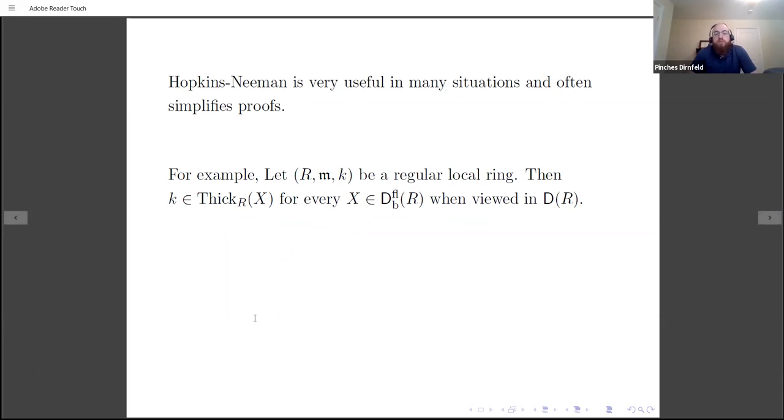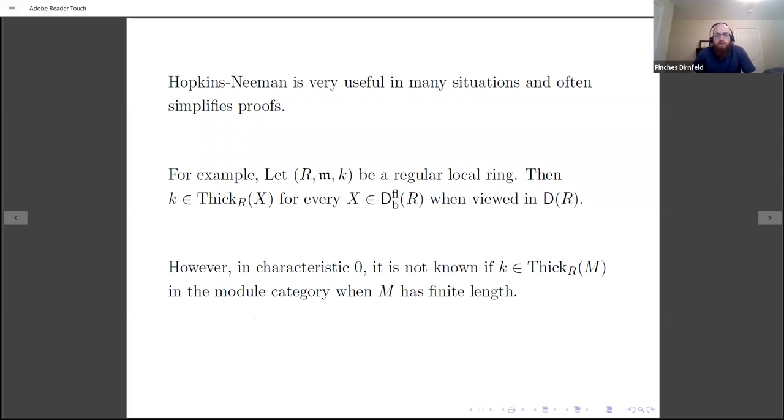For example, if you have a regular local ring, then K is in the thick subcategory generated by X for every X with bounded finite length homology, if you view it as a complex in the derived category. However, in characteristic zero, it's not known if K is in the thick subcategory generated by M in the module category, if M has finite length. And Takahashi proved this true in characteristic p using what I think is a pretty clever trick. But in characteristic zero, it's not known. So obviously in the derived category, where you can use Hopkins-Neeman, this becomes much easier.